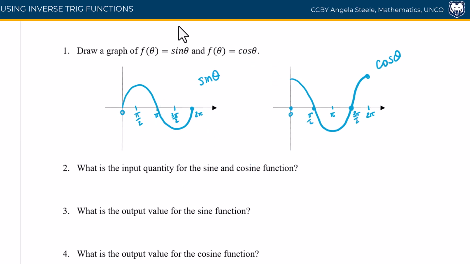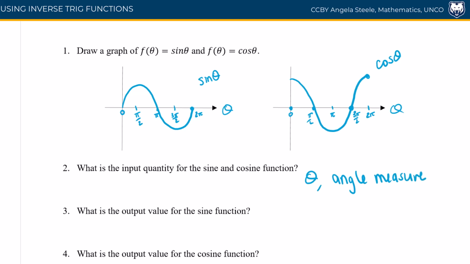And then this is what you should have for your two graphs. Number 2, what is the input quantity for both the sine and the cosine function? With both of these, the input is going to be our theta, which is our angle measure.